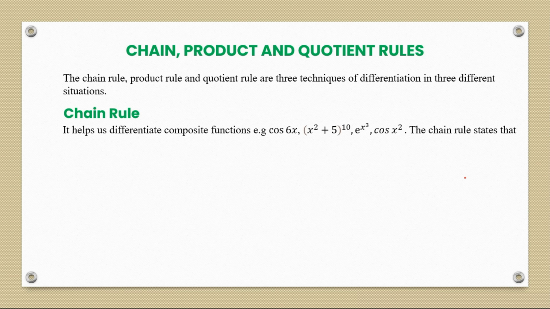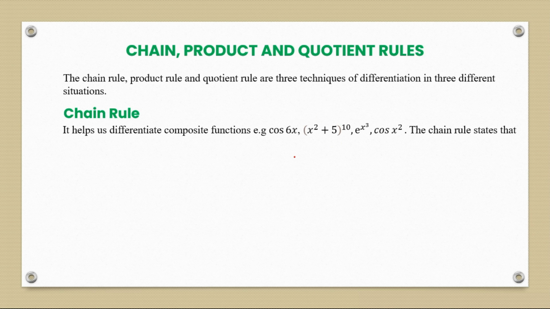Alright, so the chain rule helps us differentiate composite functions. So mark that word, composite functions. Examples of values that are composite are values like cos 6x. In trigonometry, this may look like one of the double angles, for example, cos 2x and the rest. Those are examples of composite functions. As you can see, this may not be as straightforward as other numbers.